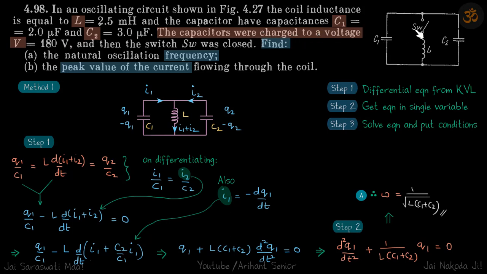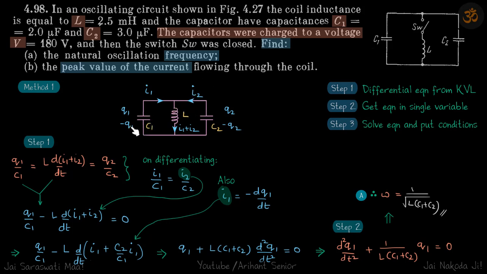So in all such circuit problems where these LC oscillations are involved, or even in LCR circuits, our steps are: first we write the differential equation from KVL, and then we try to get the equation in single variable, and then we solve that equation and put the initial conditions to get our solution. So here let's write the variables first.